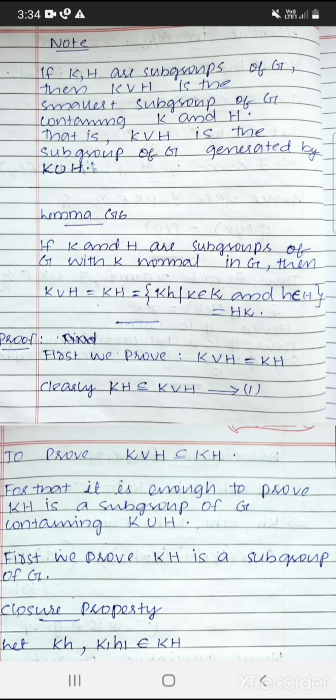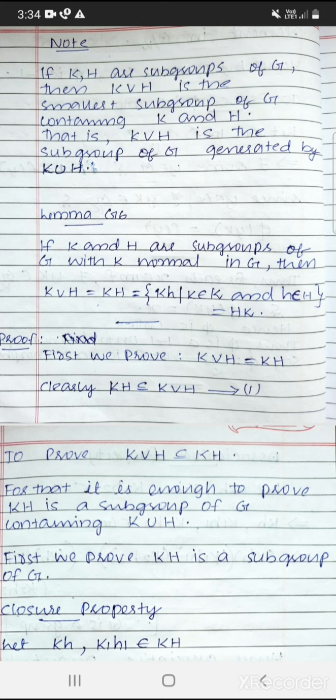It's the definition of K join H. If K and H are subgroups of G, then K join H is the smallest subgroup of G containing K and H. That is, K join H is the subgroup of G generated by K union H. So it's nothing but the smallest subgroup of G containing both K and H. That's simply K union H. So it contains the elements from both K and H. That's a very small definition. Now let's move on to lemma G6.